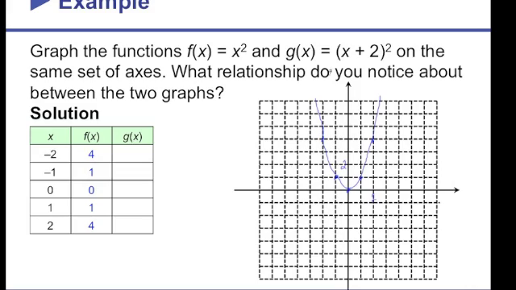X plus 2, the quantity squared. So negative 2 plus 2, 0 squared, would be 0. Negative 1 plus 2, 1 squared, would be 1. 0 plus 2, 2 squared, would be 4. 1 plus 2, 3 squared, would be 9. 2 plus 2, 4 squared, will equal 16.